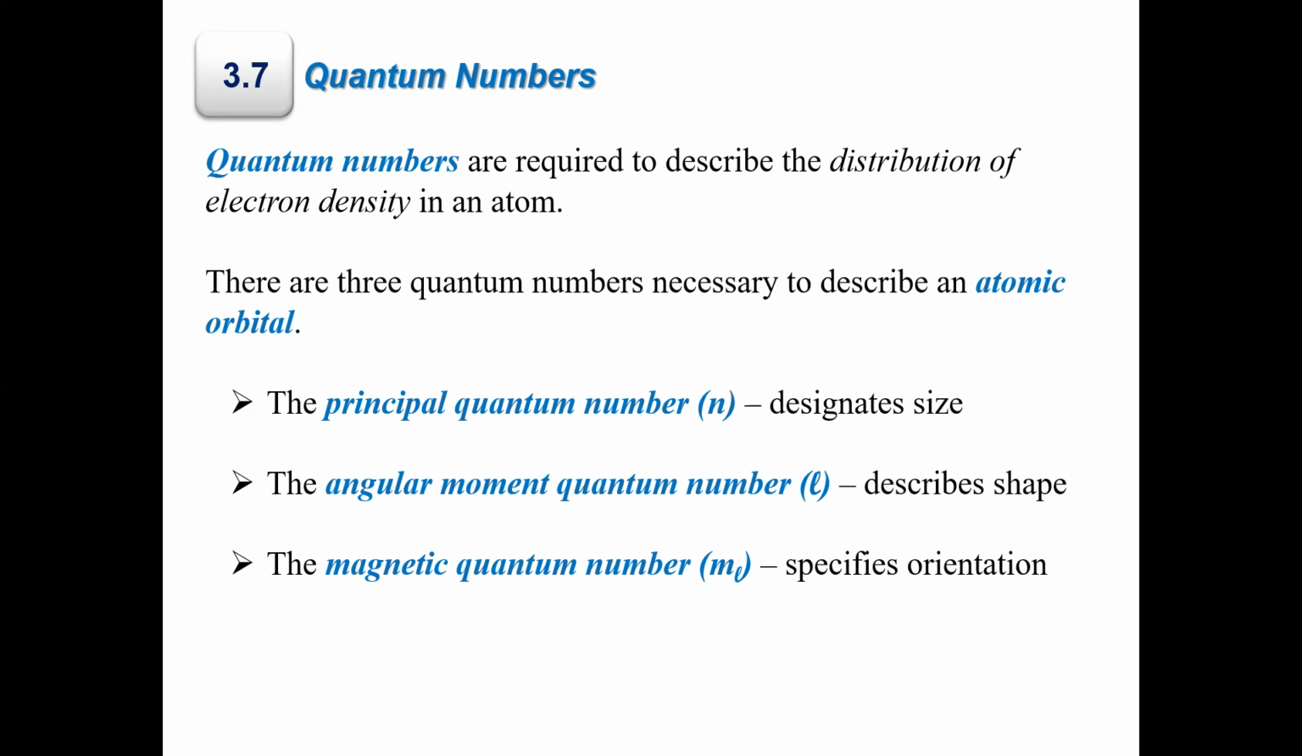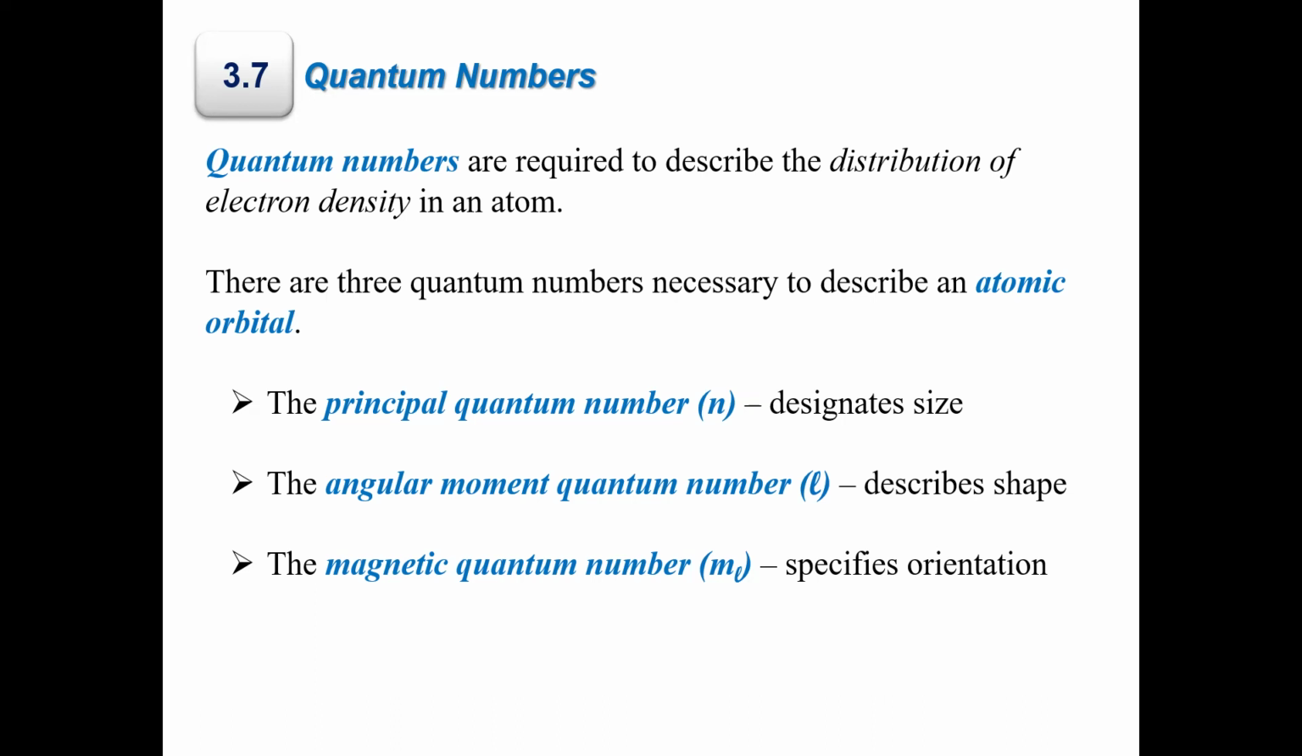Remember, we have the electron configuration of an element. We have three ways of writing electron configuration of an element: shell configuration, orbitals configuration, as well as box configuration. So we use quantum numbers to know the position as well as the distribution of electrons in an atom.